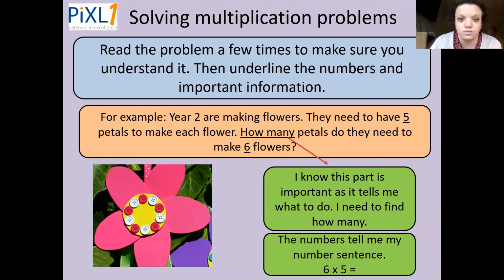So, how many? I know this is important as it tells me what to do. I need to find out how many. And the numbers tell me my number sentence. So I need 5 petals on each flower. So I've got 6 flowers, which means it's 6 lots of 5 petals. And 6 lots of 5, or 6 groups of 5, or 6 flowers of 5 petals, we can write as 6 times 5. So pause the video now and have a go at working that out using the flowers as your drawing. Off you go.